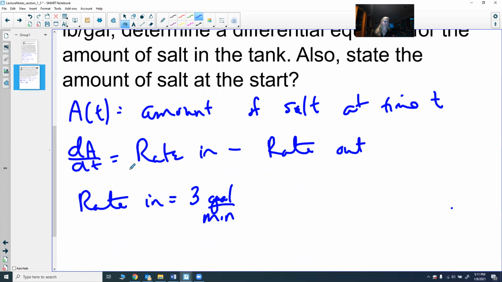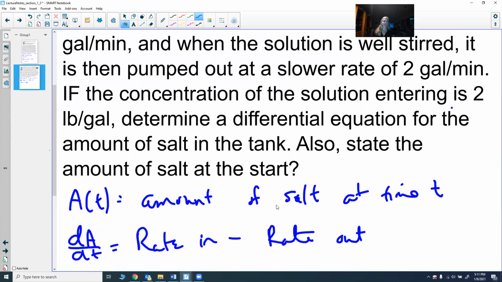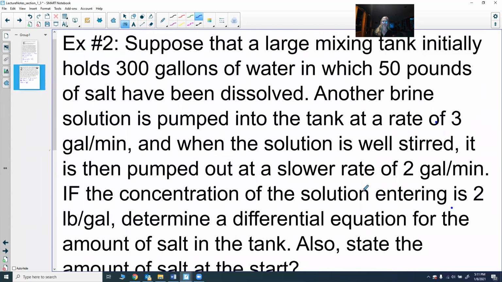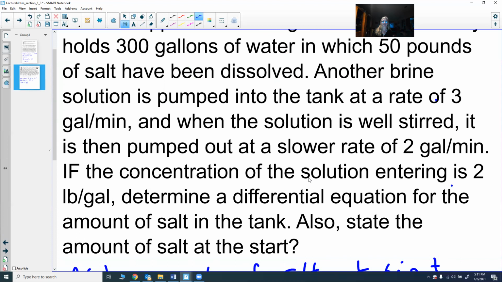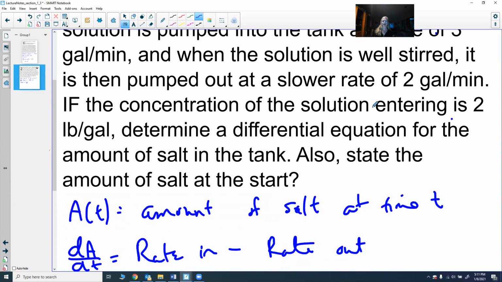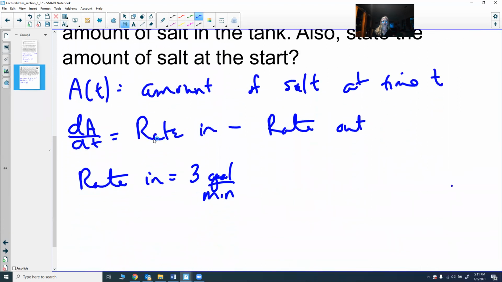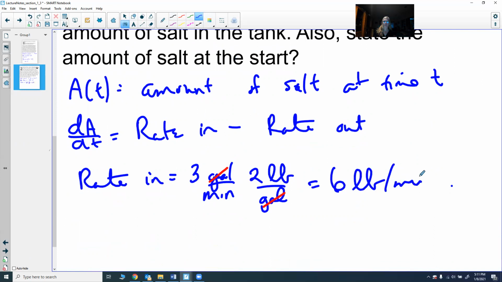I want pounds per minute. I have gallons per minute. So let's see if we can figure out how to change that from gallons per minute to pounds per minute. And one thing I notice is the concentration of the solution that's entering is 2 pounds per gallon. So I know I have 3 gallons per minute coming in times 2 pounds per gallon. And what I see here is that my gallons cancel and I'll be left with pounds per minute. In fact, I'm left with 6 pounds per minute.